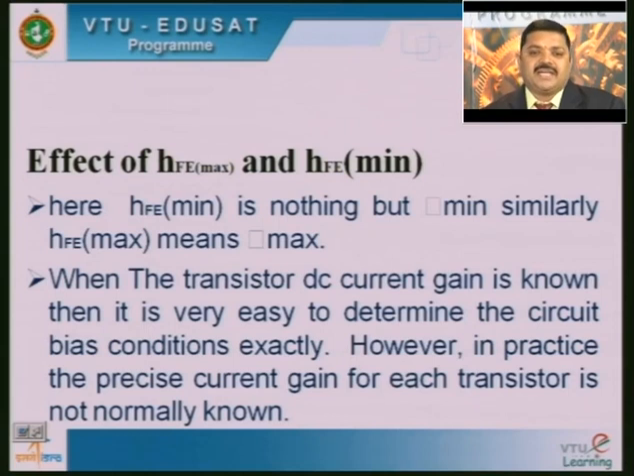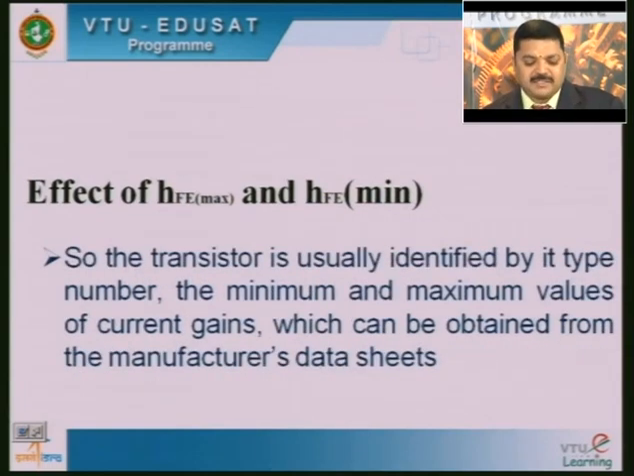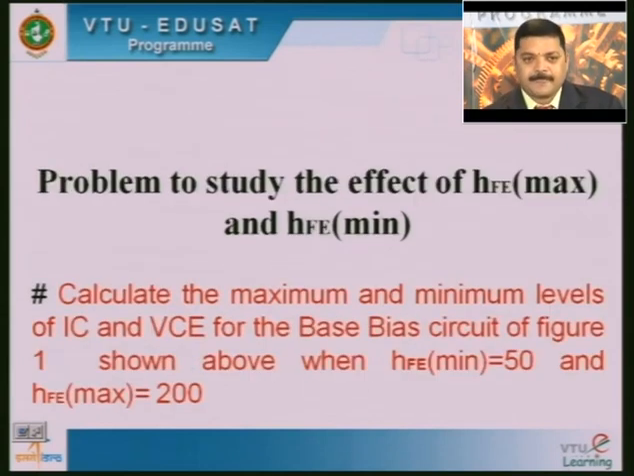But in practice, the precise current gain for each transistor is not normally known, because it is a temperature dependent parameter which we may not know. But we will know the maximum and minimum values from the data sheet of the transistor. The transistor is usually identified by its type and the minimum and maximum values of current gain, which can be obtained from the manufacturer's data sheet of the BJT.